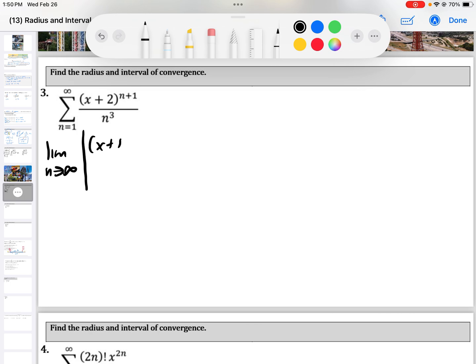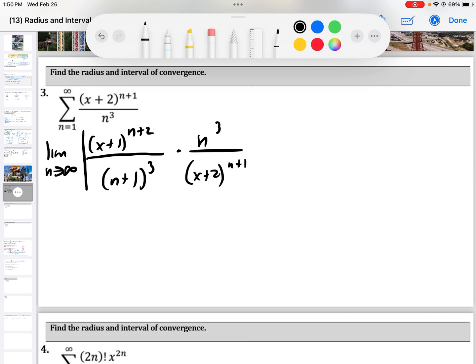The limit as n goes to infinity of the a sub n plus 1 term. So it'd be n plus 2, because n plus 1 is n plus 2, over n plus 1 cubed, times the reciprocal of that original thing. And now it's just some algebra. We've got to manipulate this to find out what the limit as n goes to infinity is.